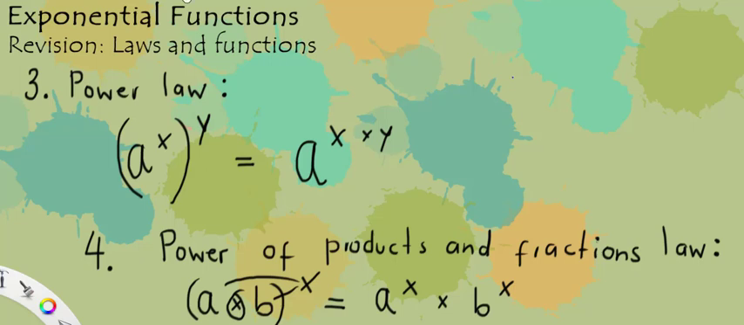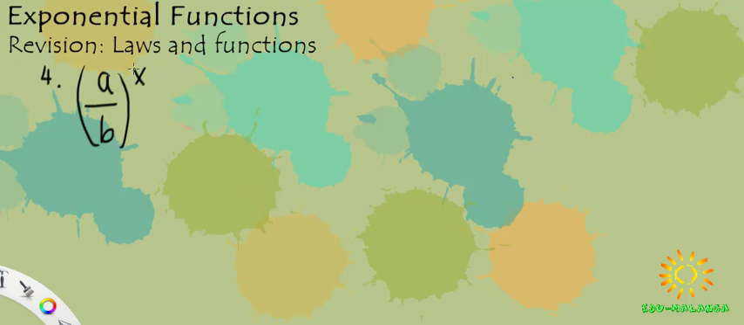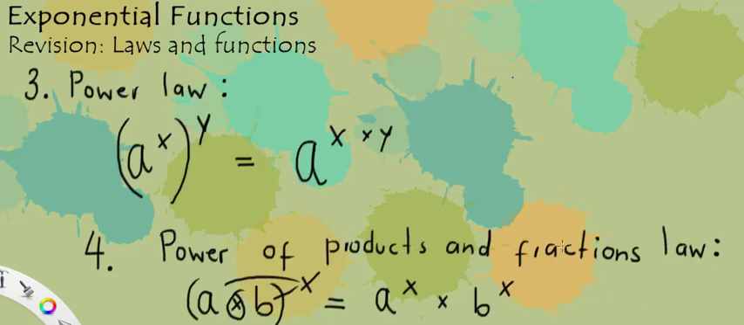And then when we're looking at fractions, so we're still looking at law number 4, but now we've got fractions. We've got a divided by b, in brackets, to the power of x. Again, we're going to have to distribute the power into each of the terms. So what we then get is a to the power of x divided by b to the power of x. And that is the power of products and fractions law.